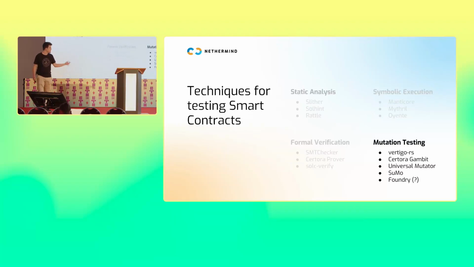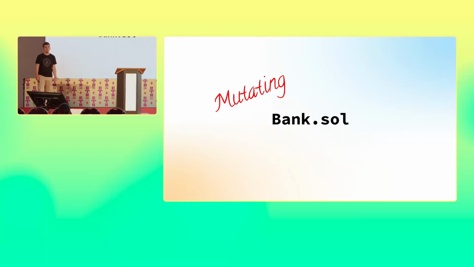So these are some tools you can use for running mutation testing on smart contracts. I'm going to show you an example using Vertigo-rs, but here you have a few other ones. Foundry has a question mark because it's had an open issue for a year about including mutation testing inside of Foundry. It's still an open issue, but there's some discussion going on there, so hopefully we'll see it at some point. So let's mutate Bank.sol and see the result.